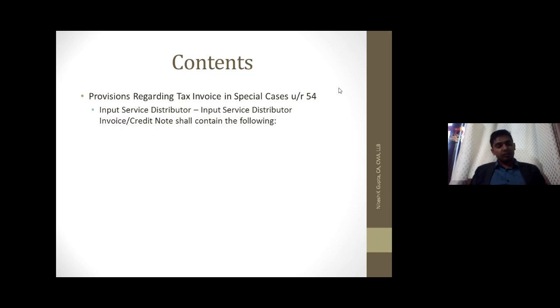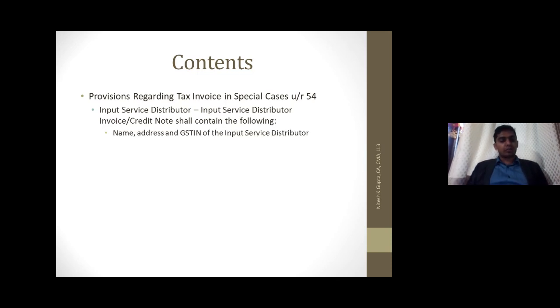service distributor. So that office only distributes input. They don't have output. So they do expenses and then they distribute those expenses to all other offices which have sales. So these registrations, these offices are called input service distributor.